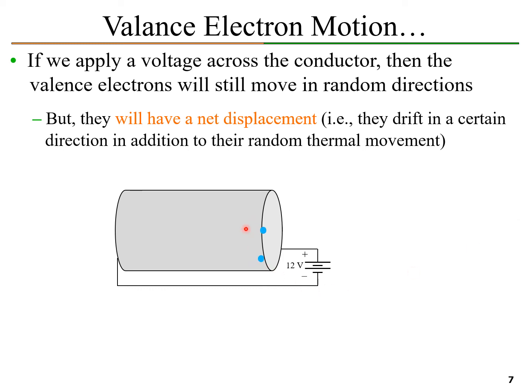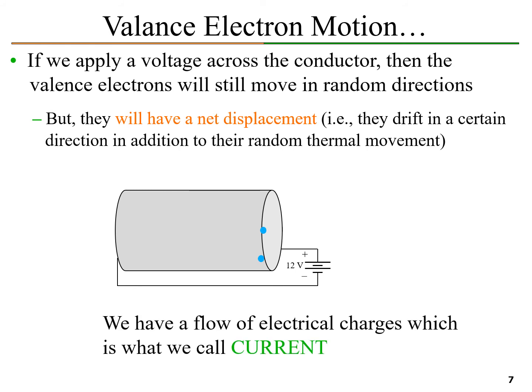Now in a real circuit, the electrons will not stop here. The electrons will enter this wire here, then they will enter the positive terminal of the battery, and then other electrons will leave the negative terminal of the battery and then enter the wire. And eventually these 2 electrons will make it back to the cylinder. So we have a flow of electrical charges, which is exactly what we call current. So electrical charges that are flowing is what we call current.